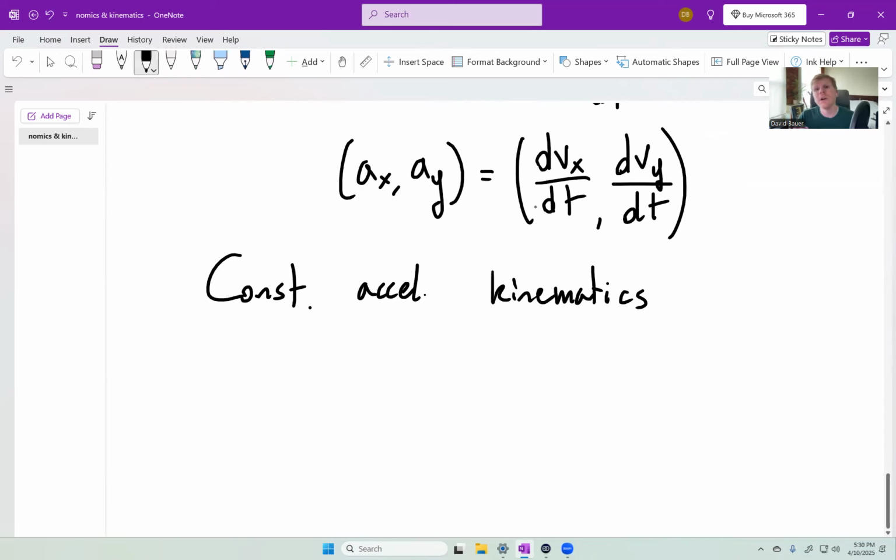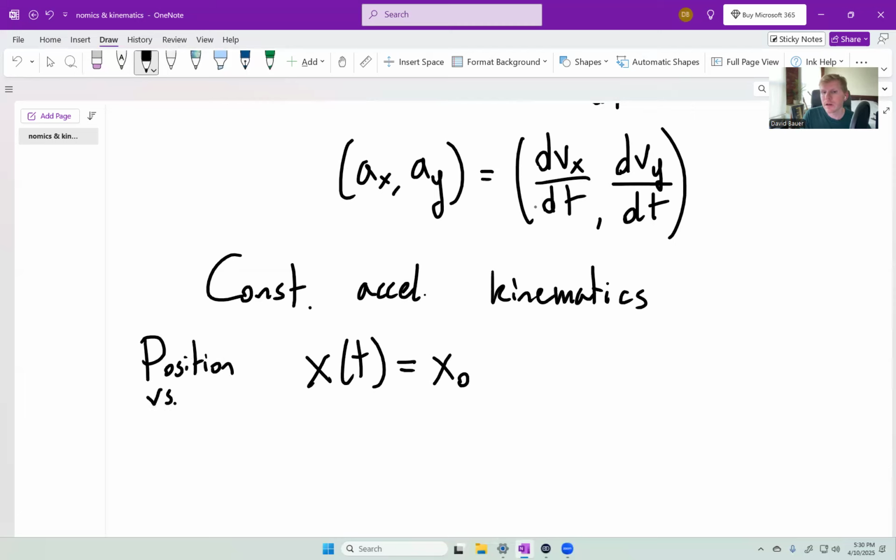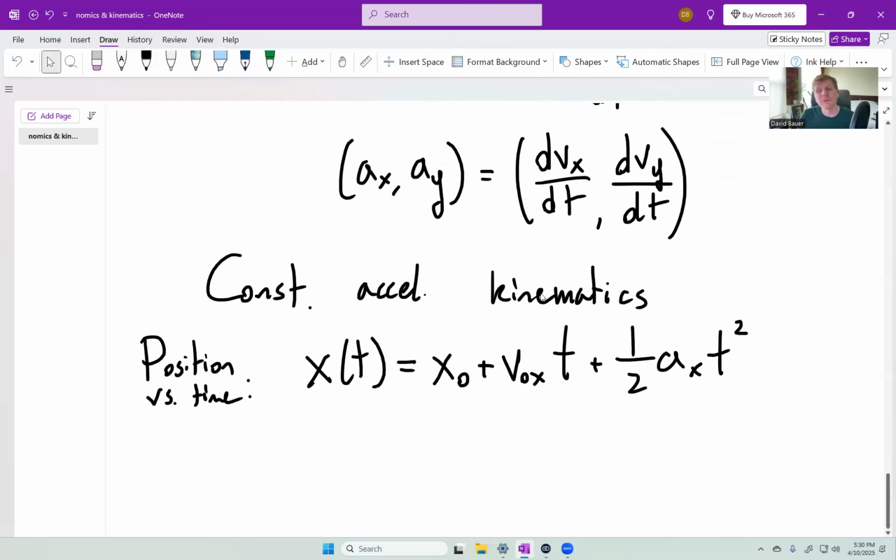then I can work out formulas for the position and for the velocity as functions of time. So I can get this formula for the position. Okay. I could write down a similar formula for the y component, but you can just replace all the x's here with y's and you get an equation for y of t.